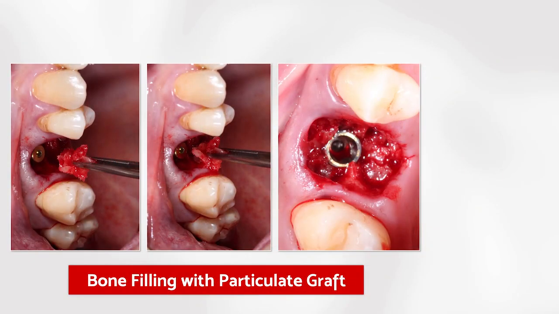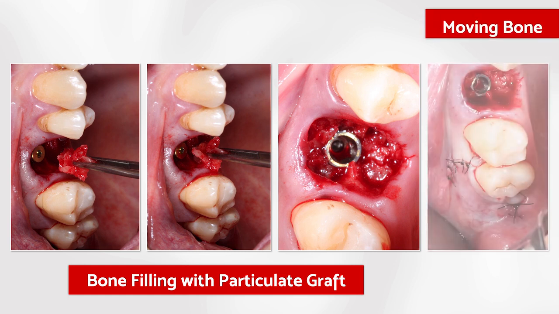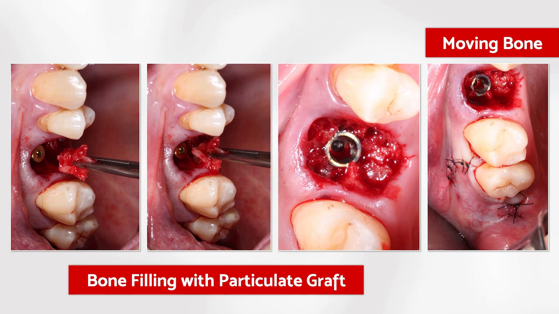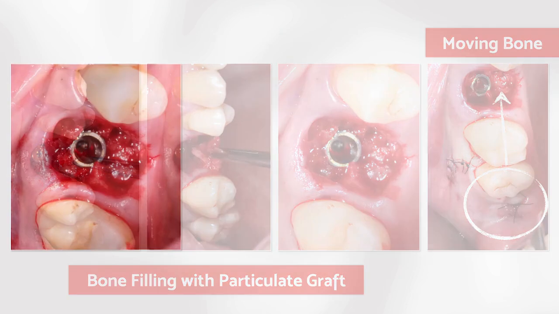To finish the bone reconstruction, it was missing to use the particulate bone graft as a bone filler to completely fill the socket, to fill the area around the implant. The suture was performed only in the donor side. This is what we did. We moved bone from the tuberosity to the receptor site.